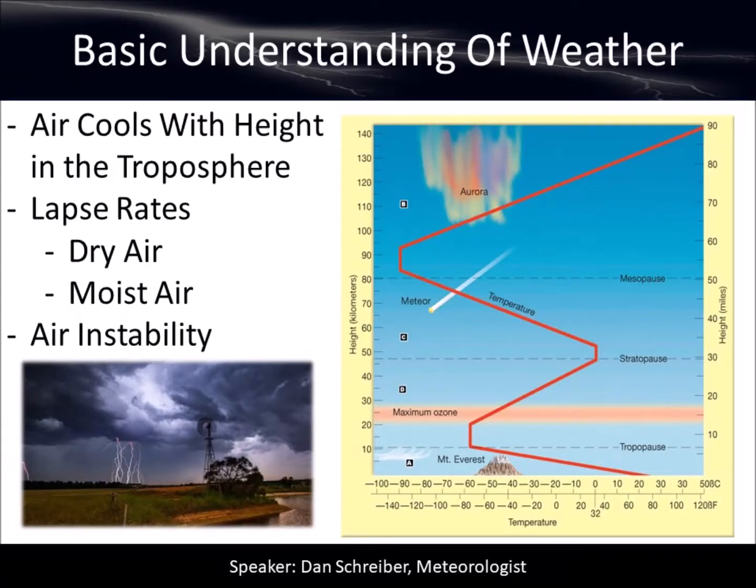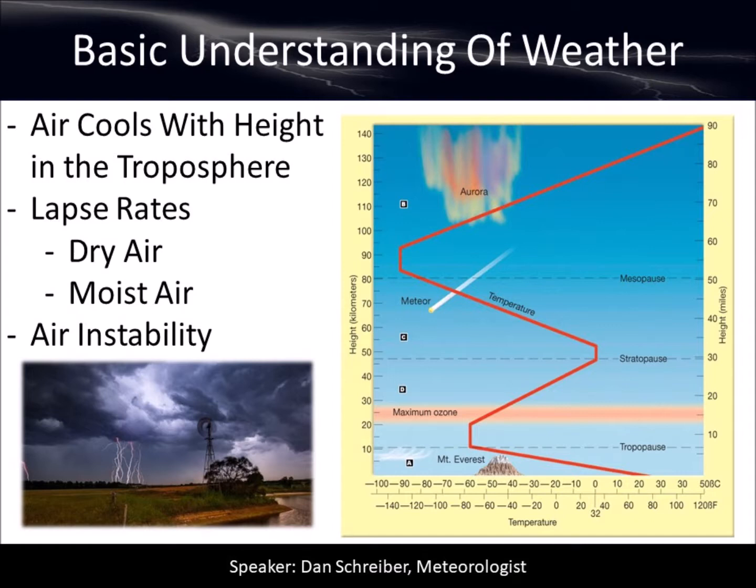So let's take a look at how weather works as we go up in the atmosphere with height. In a normal atmosphere, in the troposphere, which is the lowest part of the atmosphere, air is going to cool as we ascend higher and higher in altitude. That's why up at the top of the mountain it's usually going to be colder than it is down in the valley. In a normal troposphere.